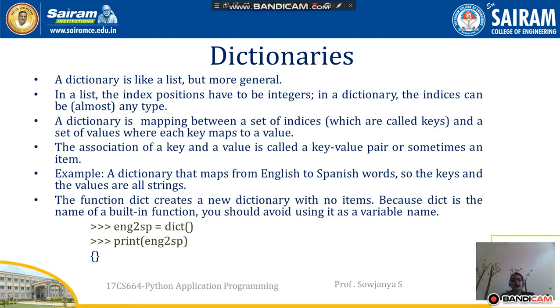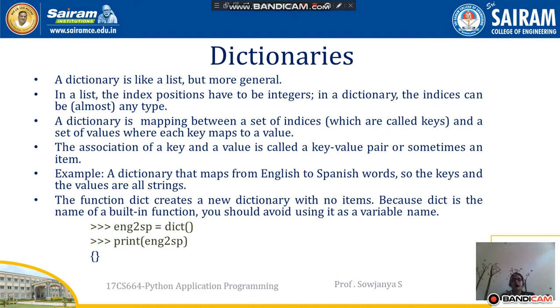When we look at the examples, we'll come to know in detail what a dictionary is. So I can say a dictionary is a mapping between a set of indices and a set of values, where each key maps to a value. A dictionary has keys and values, where each key is mapped to a particular value. This association of a key and a value is called a key-value pair, or sometimes an item.